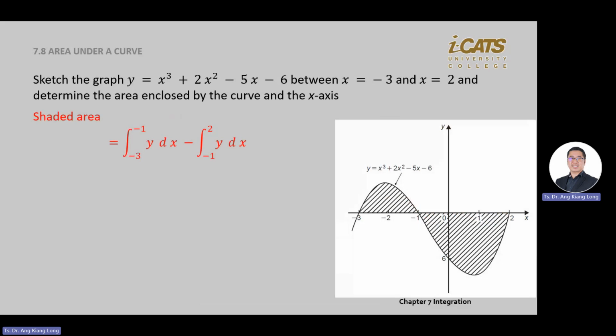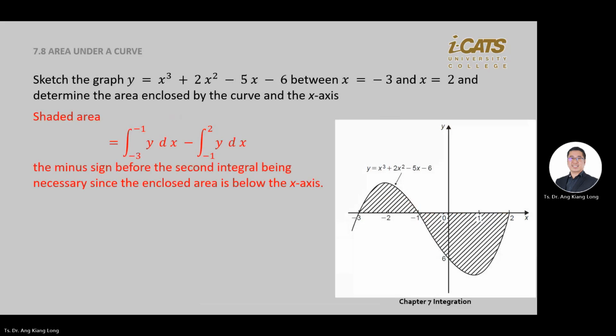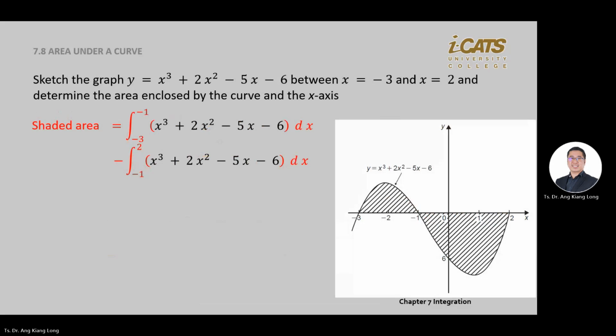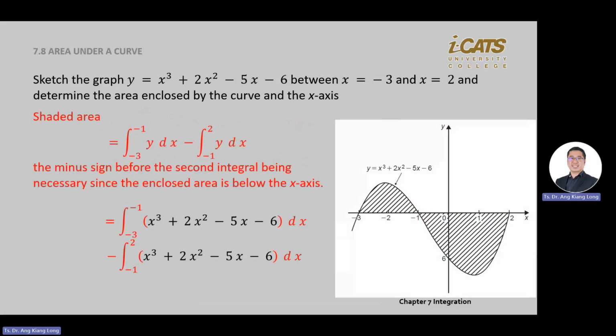Okay, you write shaded area equals the integral from minus 3 to minus 1 of y dx, minus, because it is the negative side, the integral from minus 1 to 2 of y dx. Then substitute the y inside there, do the normal integration. Later, you don't need to explain why y is negative. So the rest is just the normal substitution, substituting y into the equation.